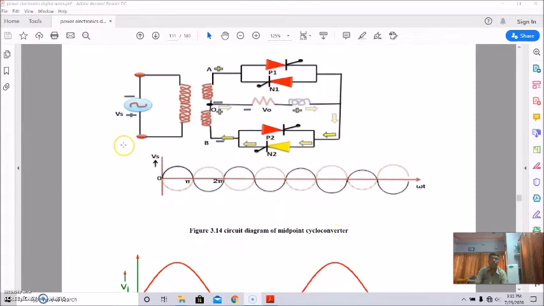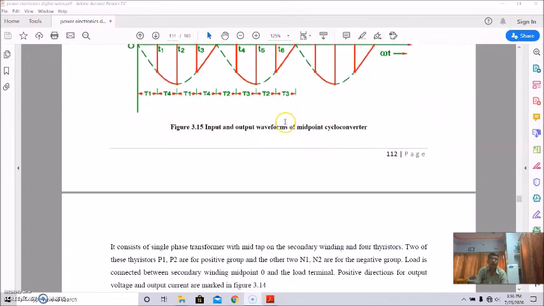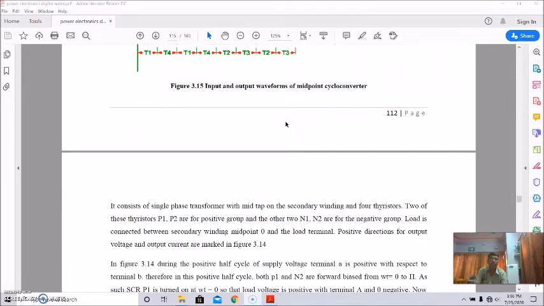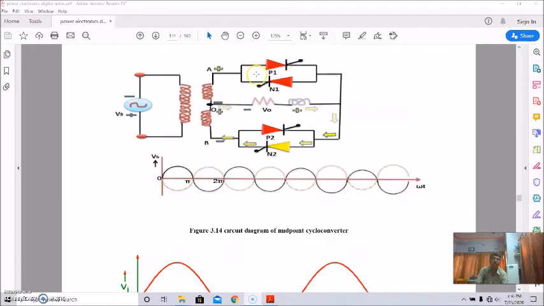So you see here, this is the transformer. This secondary winding is led to the mid tap, and these are the four thyristors in this circuit, and this is the load, an RL load. Okay, now how does it operate? Basically, two of the thyristors, P1 and P2, are for the positive group, and the other two thyristors, N1 and N2, are for the negative group. P1 and P2 are for positive, and N1 and N2 for the negative group.